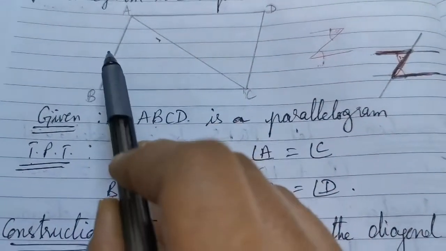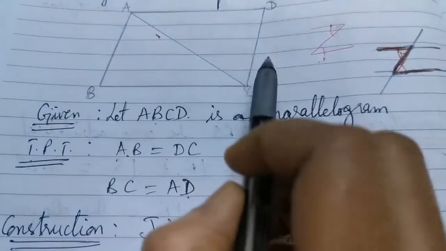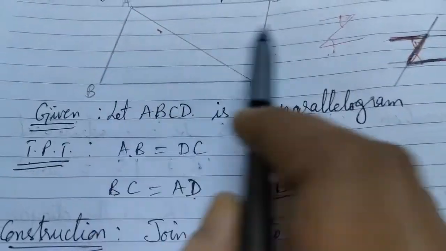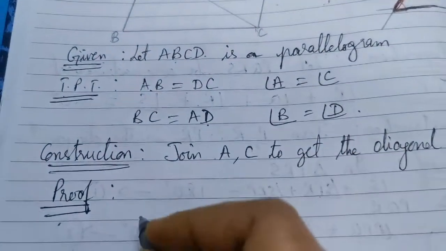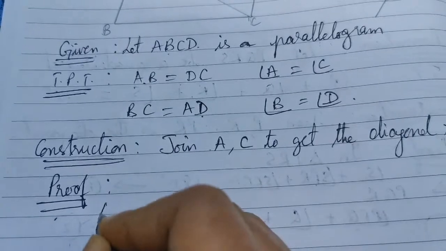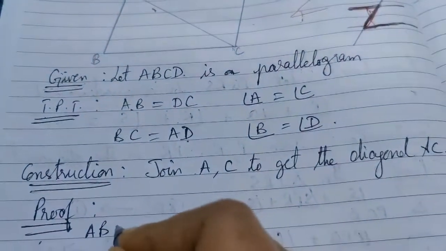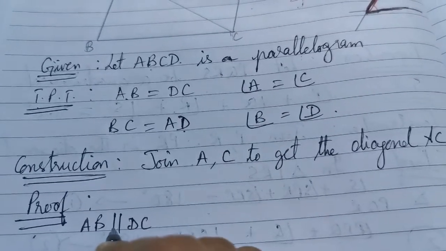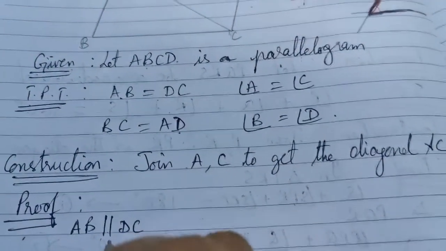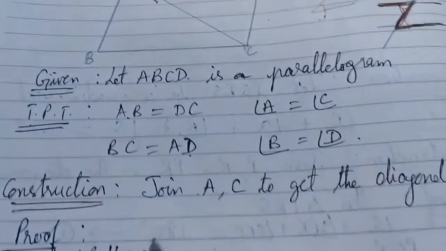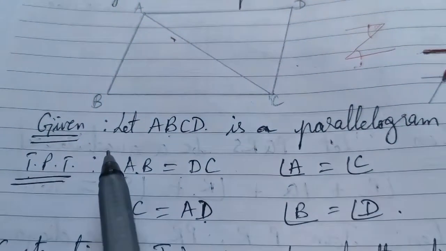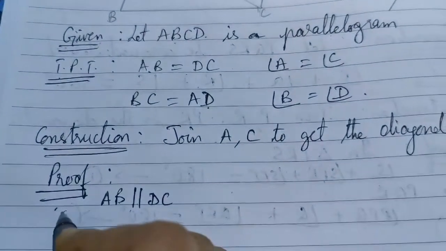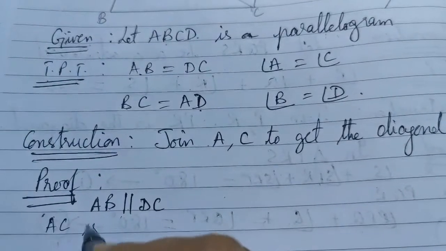So first let me take two parallel lines. I have AB and DC parallel because it is mentioned that it is a parallelogram. So my opposite sides are parallel. AB is parallel to DC. This is the symbol used for parallel. I already mentioned it in the video where we discussed the properties of a quadrilateral. So AB is parallel to DC and it is cut by the transversal AC. So AC is the transversal.